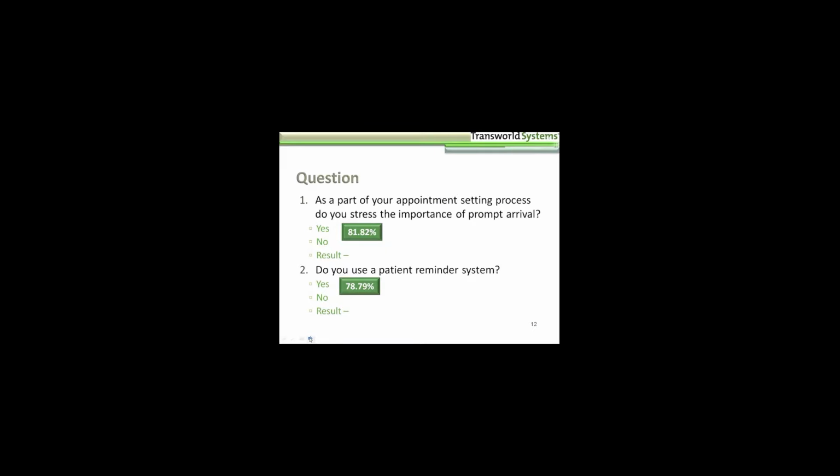83%. Well, I have to give a gold star to our attendees today because you guys beat the national average. So we can take a look at that. 81.82% of our national study respondents stress the importance of prompt arrival as a part of their appointment setting process, and 78.79% use a patient reminder system.